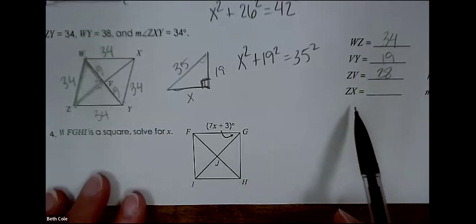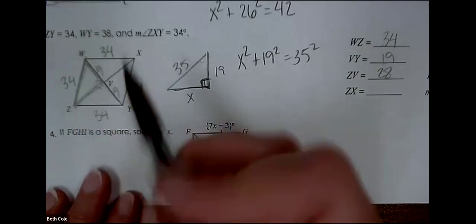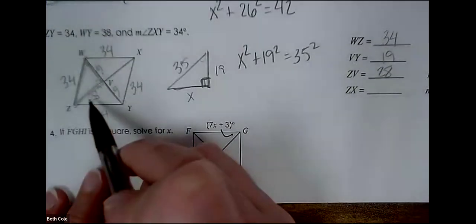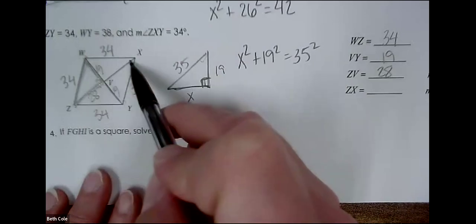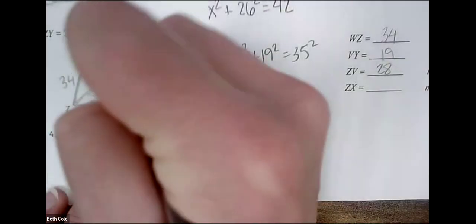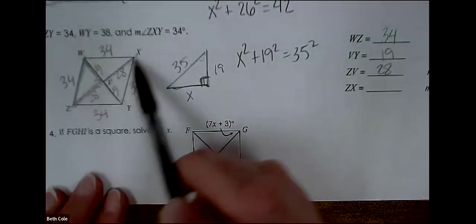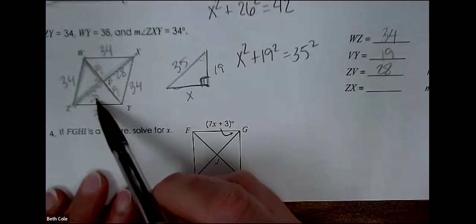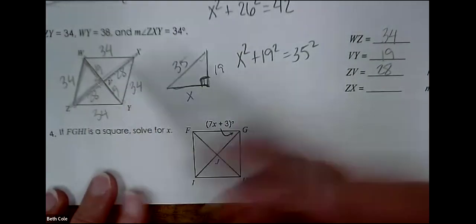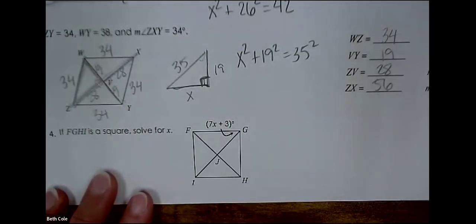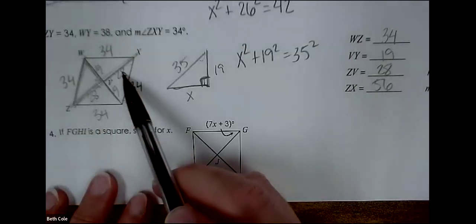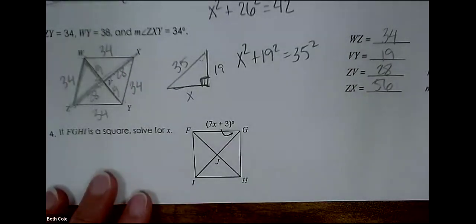All right, and then the last one, ZX. So we found ZV was 28. So if that's 28, that means this distance is also 28. And so if you want the whole way across, you would do 28 plus 28, which is going to give you 56. So if that's 28 and that's 28, you just add them together. That gives you the whole way across.